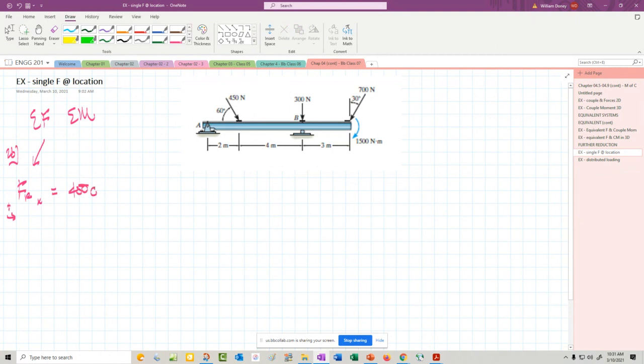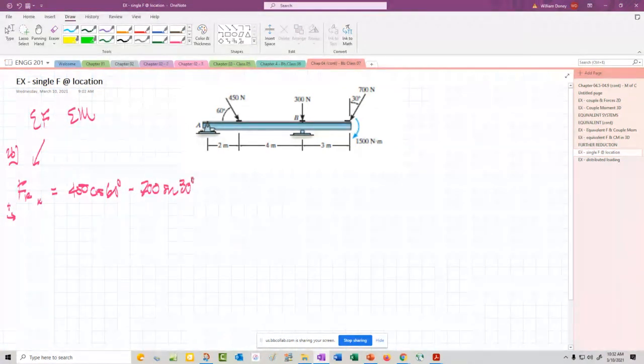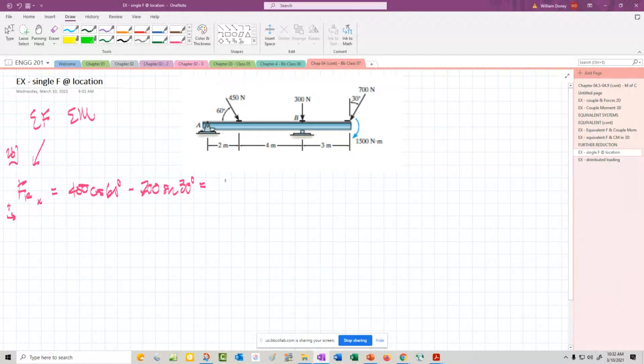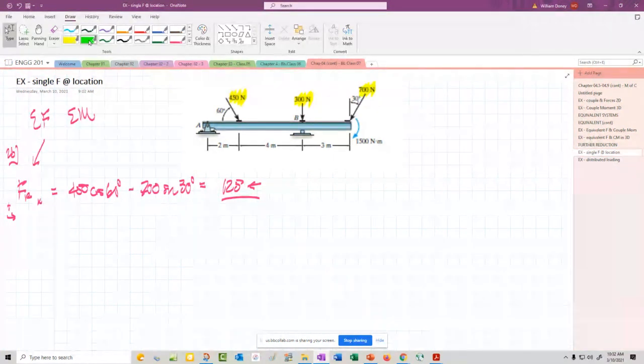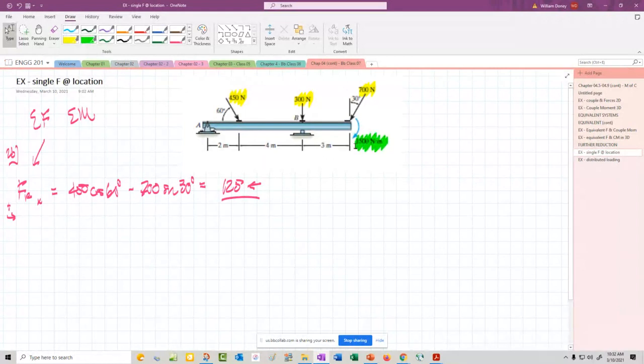That'll be 450 cosine of 60 is the first one, nothing for the 300, and minus 700 sine of 30. That gives us about 125 that way. All right, three forces, 1, 2, 3, and then couple moment we have to remember there.